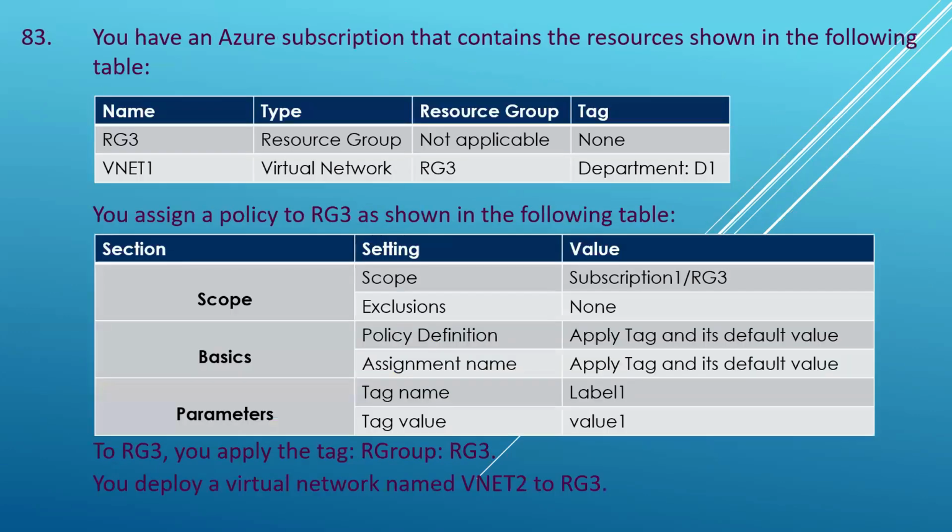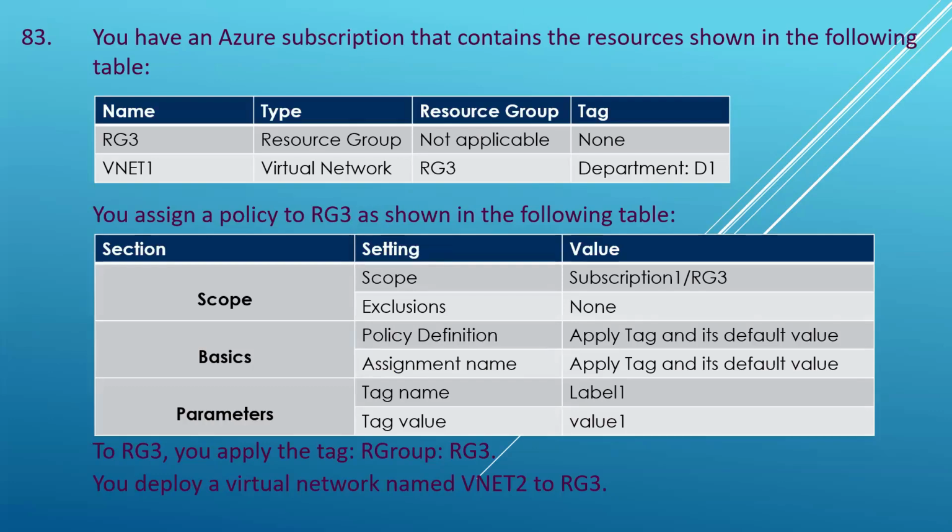Question number 83 of the series. You have an Azure subscription that contains the resources shown in the following table. Now, the resources are a resource group and a virtual network. Resource group name is RG3 and the virtual network name is VNet1.